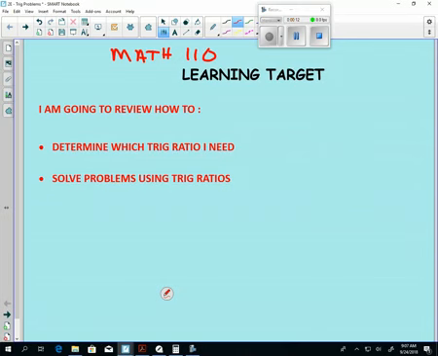And today we're going to review what we learned last week, working with Trig and specifically SOHCAHTOA. Acronym SOHCAHTOA: sine, cosine, and tan.